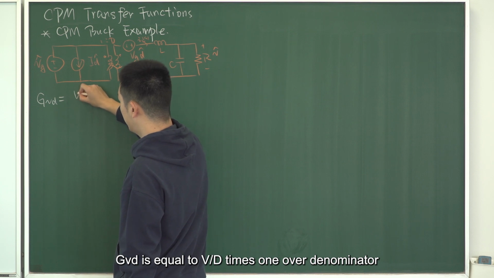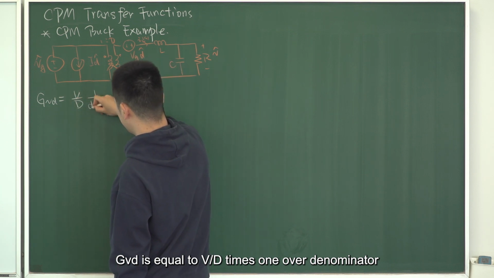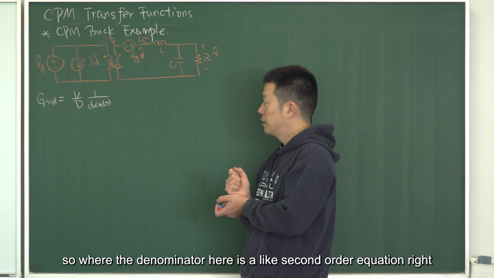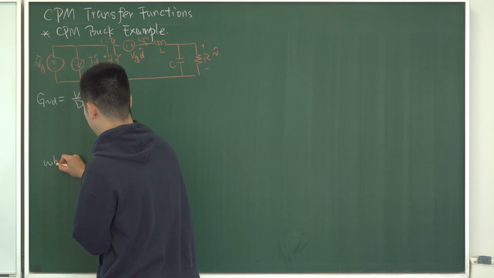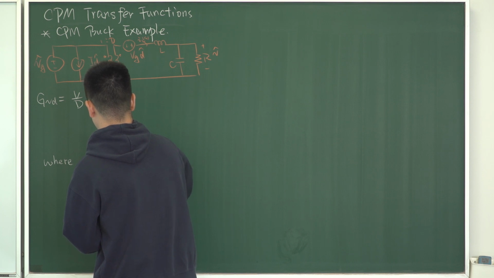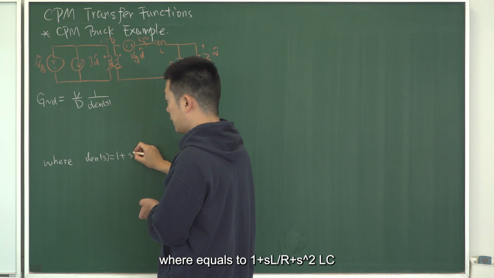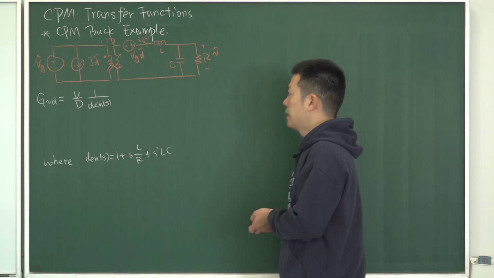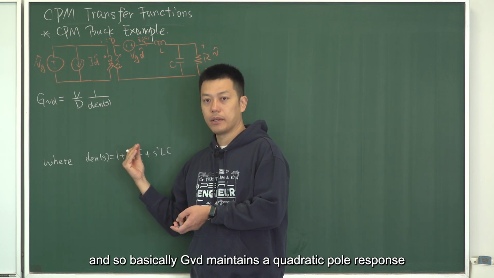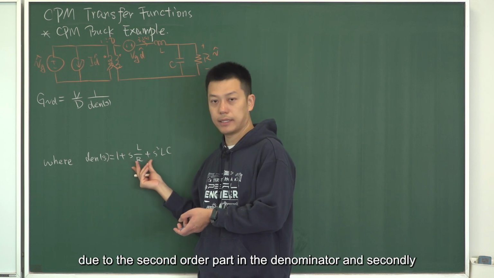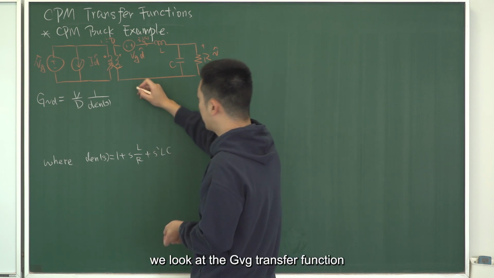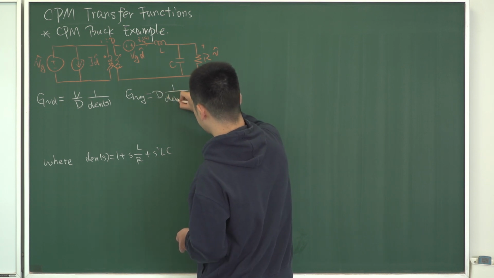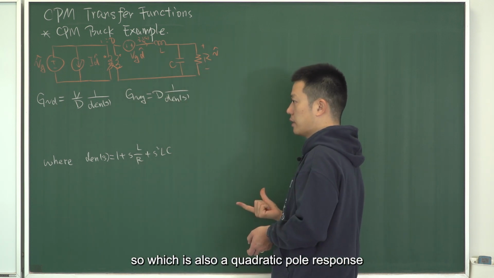GVD is equal to V over D times 1 over denominator. So where the denominator here is like a second order equation, right? So it equals 1 plus S L over R plus S squared LC. And so basically GVD maintains a quadratic pole response, right, due to the second order part in the denominator. And secondly, we look at the GVG transfer function, which equals D times 1 over denominator. So which is also a quadratic pole response.